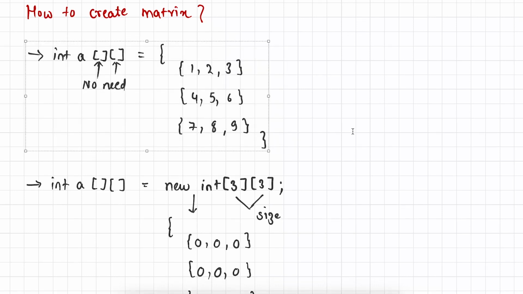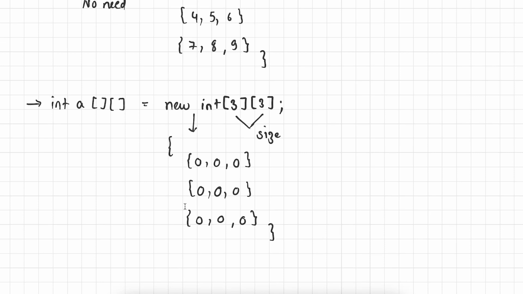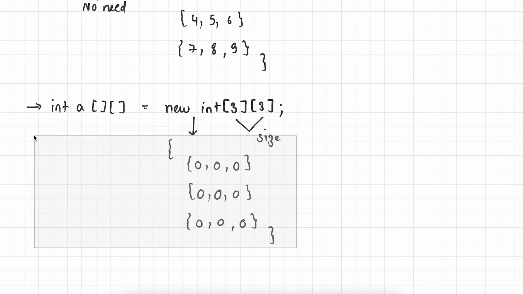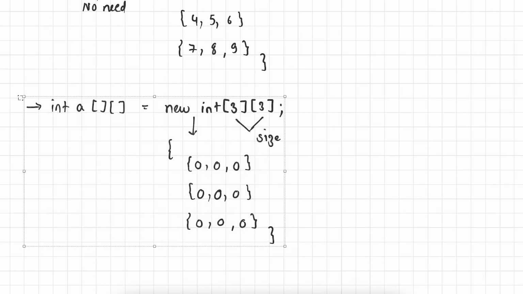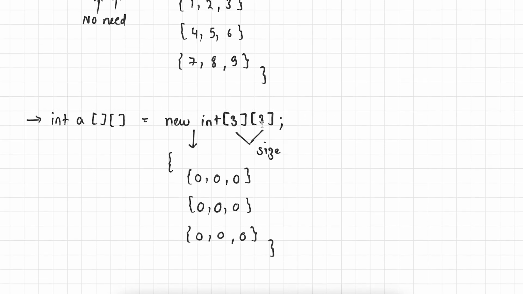Now let's move on to the next syntax. So the next syntax to create arrays in Java is like this. Here we are initializing a variable a is equal to new int 3 and 3. So in this syntax we are using the new keyword. Why? Because arrays are objects and we create new objects using the new keyword.